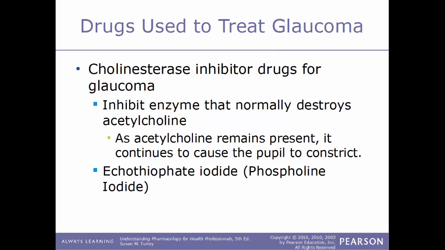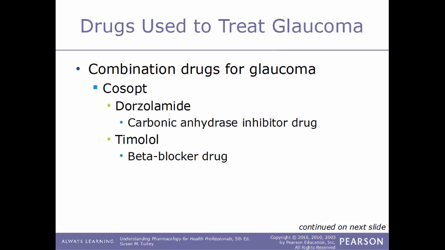Another class of drugs that's used to treat glaucoma: cholinesterase inhibitor drugs. The cholinesterase will normally destroy acetylcholine. So by inhibiting it, acetylcholine is able to remain present, is able to prolong the effect of constricting the pupil. An example of this kind of drug would be echothiophate iodide, which would be sold under the name Phospholine Iodide. And like most conditions, it's common to see drugs that are used in combination with one another. So when it comes to combination drugs for glaucoma, the drug Cosopt is a combination of dorzolamide, which is a carbonic anhydrase inhibitor drug, and also timolol, which is a beta blocker drug.